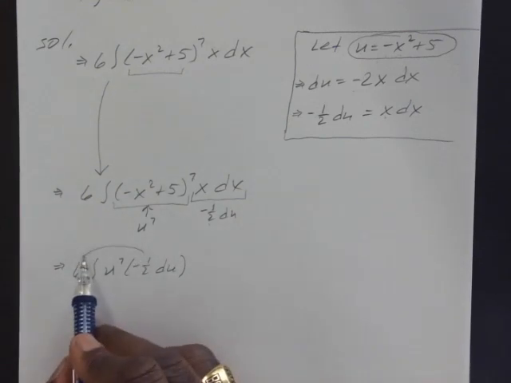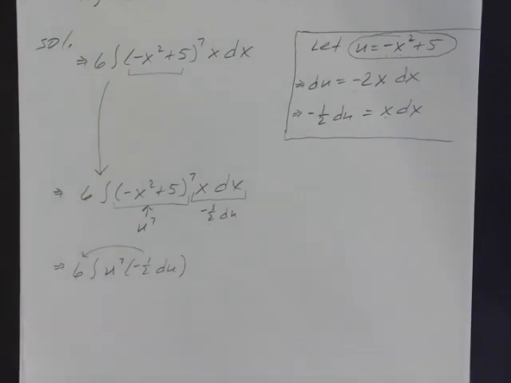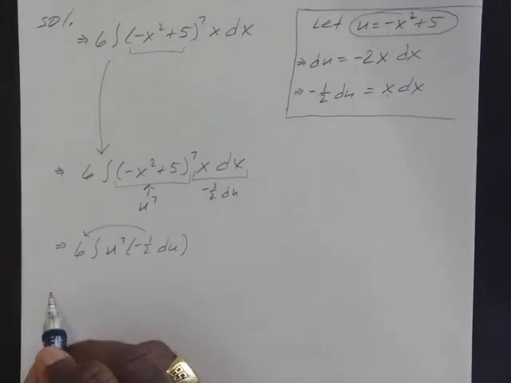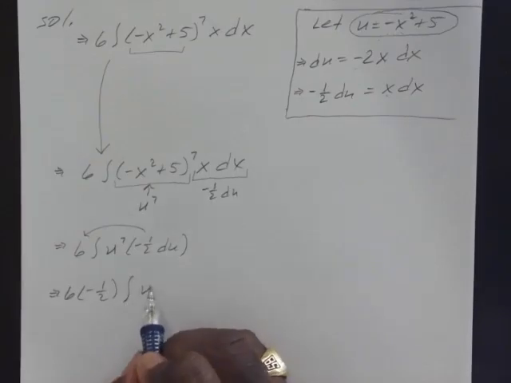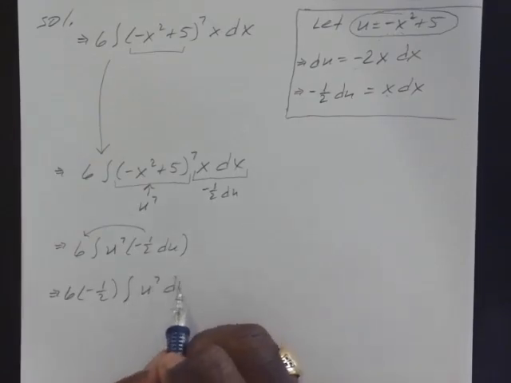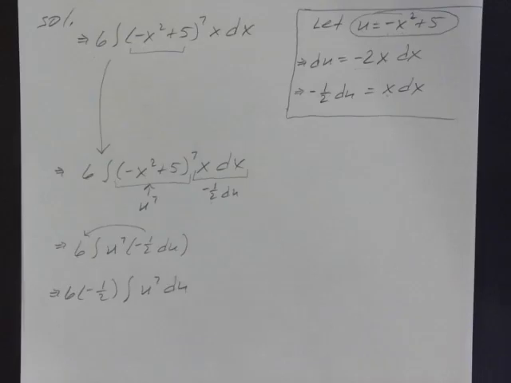And that negative 1/2, we can factor right on out to the front. So that's 6 times negative 1/2 times the integral of u to the 7th power du. Or you could have simplified it before that, but we'll simplify it here and just make that negative 3 times the integral of u to the 7th power du.